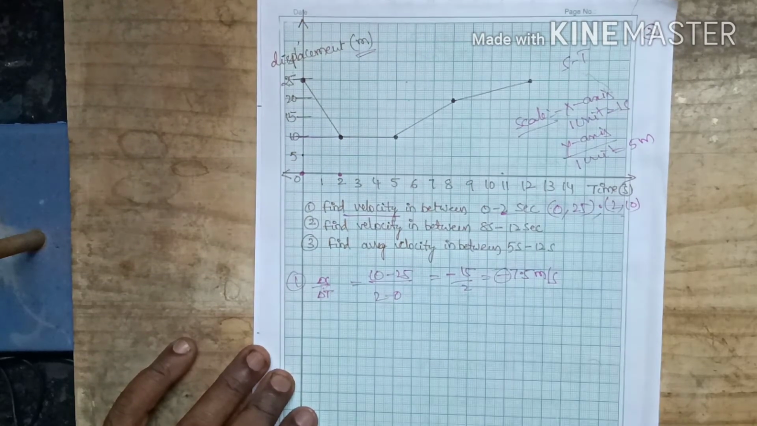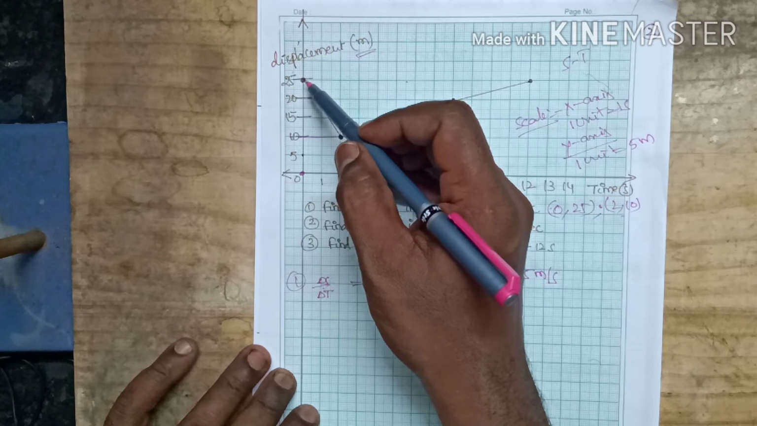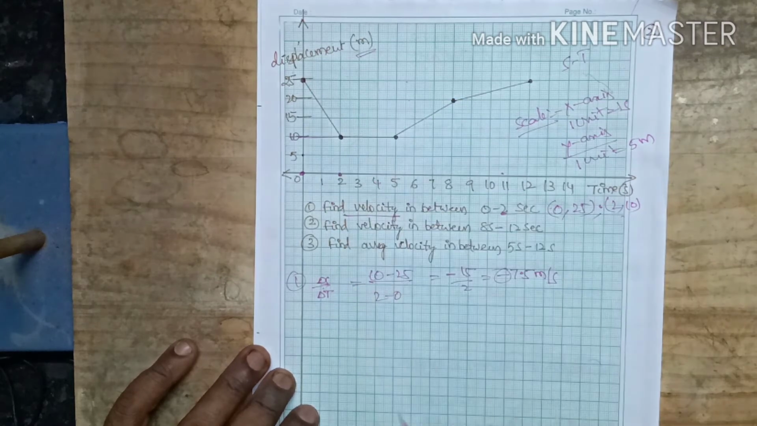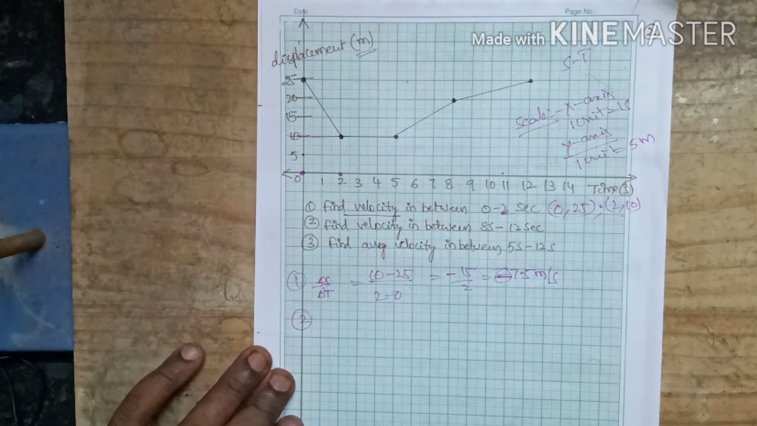Why is the minus here? This means the body is at maximum displacement first. Slowly it is decreasing, which means the velocity is decreasing. This means the velocity is in the negative direction. Why? Because it is a vector quantity. That minus indicates the direction. Come to the second point.